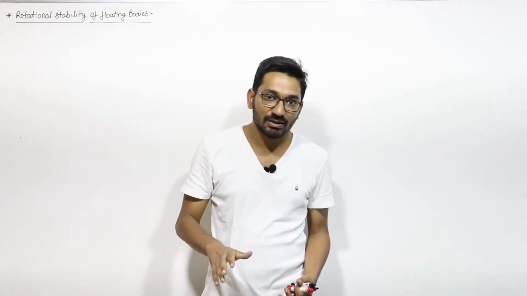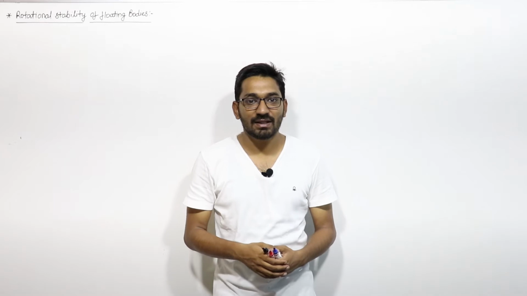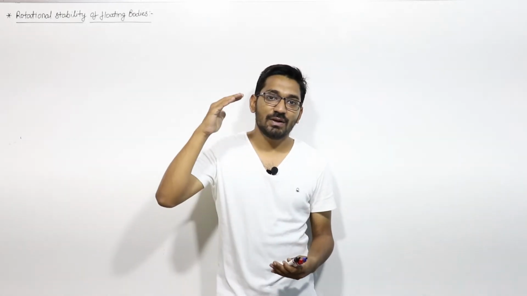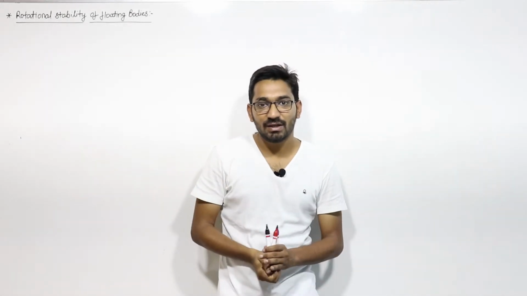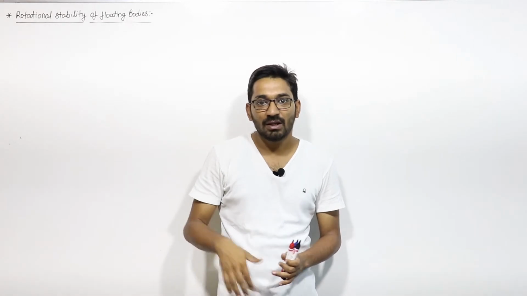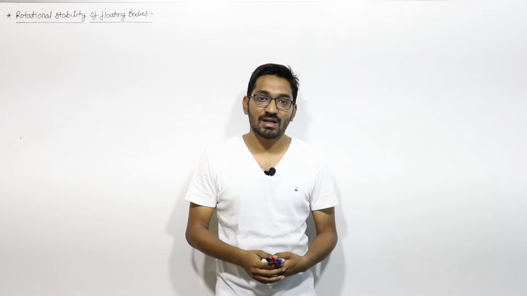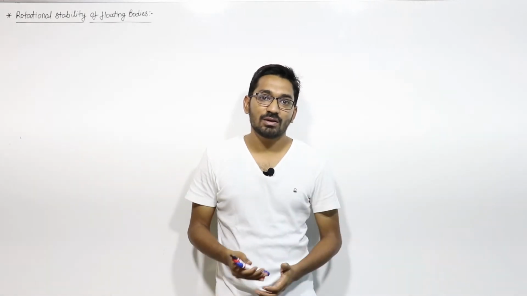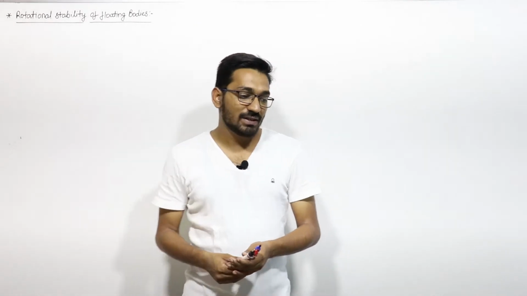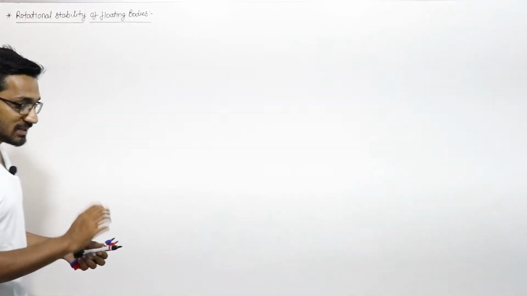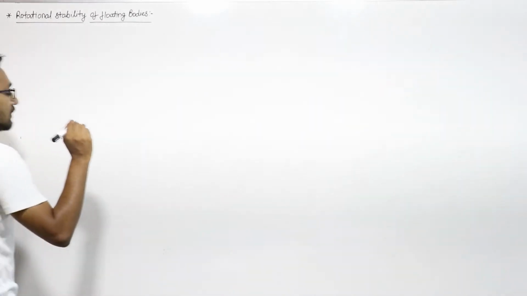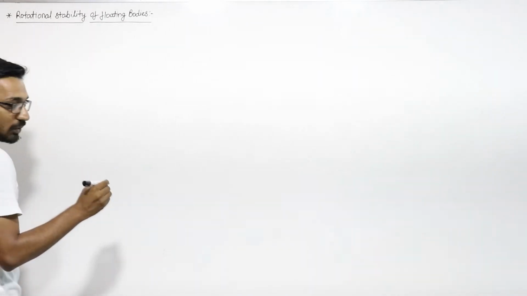We already discussed the stability of submerged bodies, and we can say that if the center of buoyancy is above the center of gravity, that is stable equilibrium. If the center of gravity is above the center of buoyancy, it is unstable equilibrium, and if both coincide, it is neutral equilibrium. Now let us see how we can discuss the rotational stability of floating bodies.